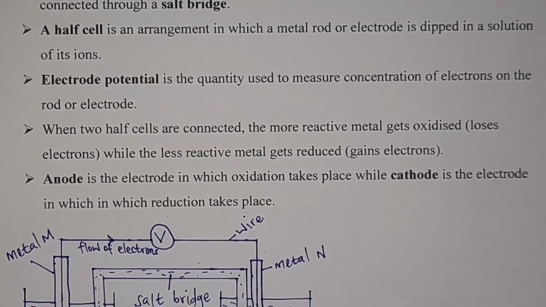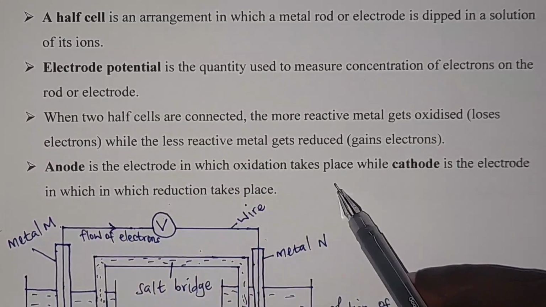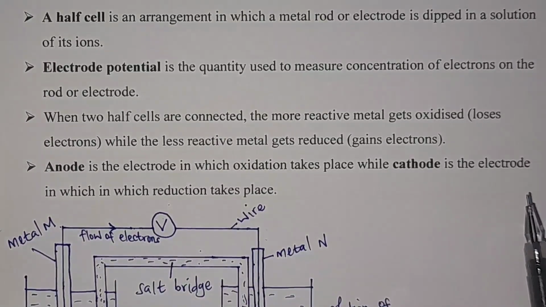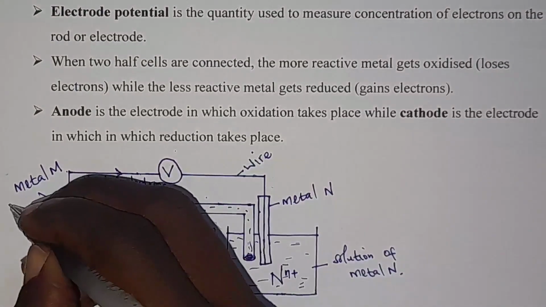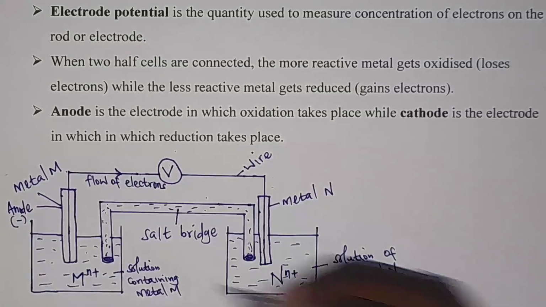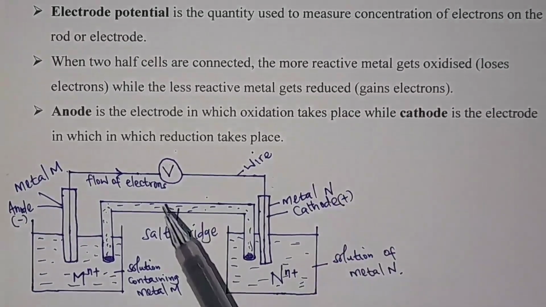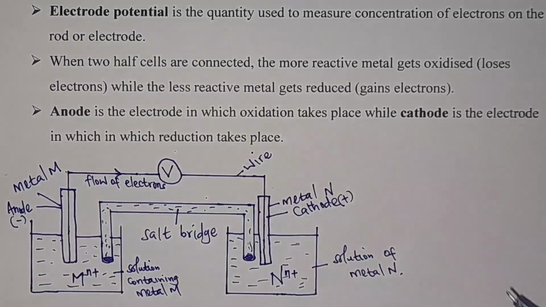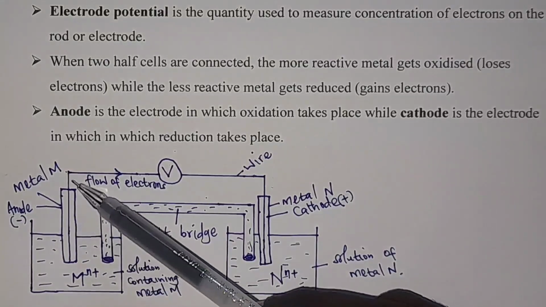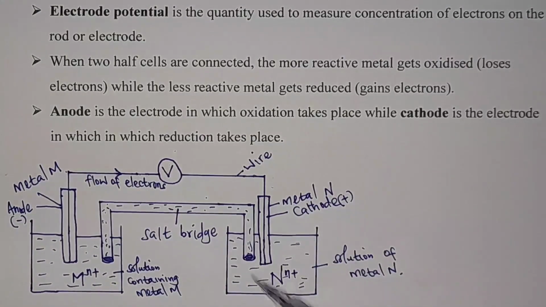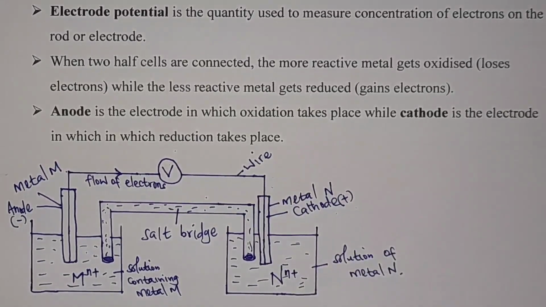Here we have two electrodes, anode and cathode. The anode is the electrode in which oxidation takes place, while the cathode is the electrode in which reduction takes place. In our case, this side is the anode electrode, and here is where we are going to have the cathode electrode. When you are asked what is anode, anode is the electrode in which oxidation takes place. So on this side, metal M loses electrons. The electrons lost go through the wires and they are gained in this other half cell. That's the cathode, because the cathode is where reduction takes place, and reduction is gain of electrons.